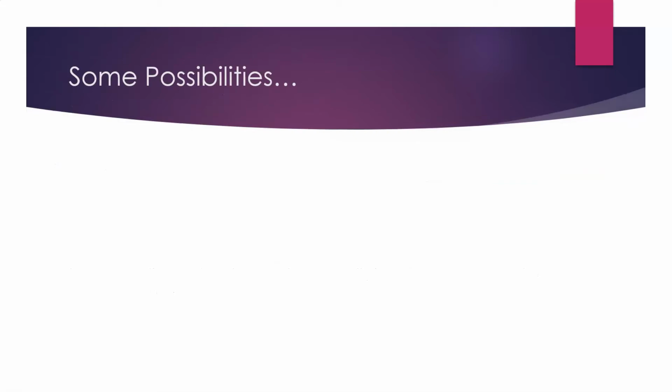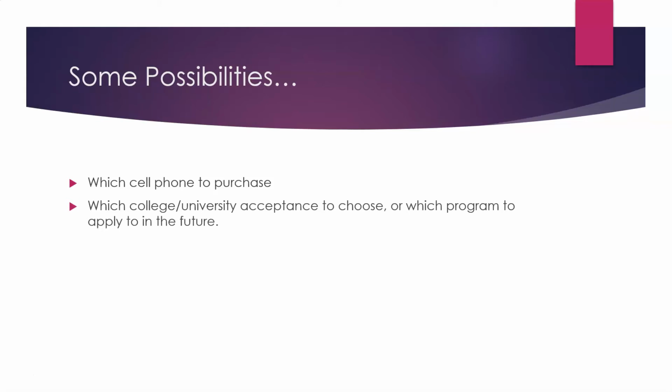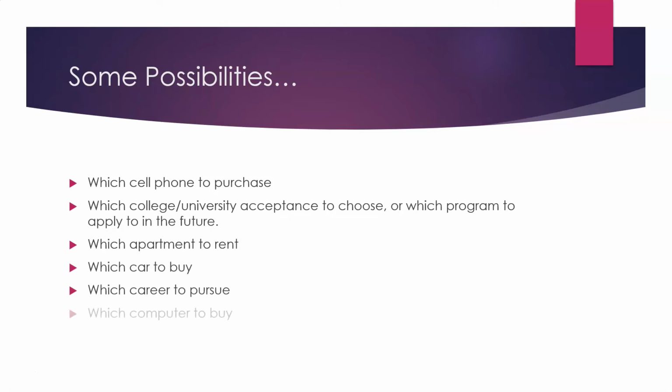Some possibilities include which cell phone to purchase, which college or university acceptance to choose, or if you haven't got accepted, you could think about which programs to apply to in the future, which apartment to rent, which car to buy, which career to pursue, or which computer to buy. So how are you going to do this?